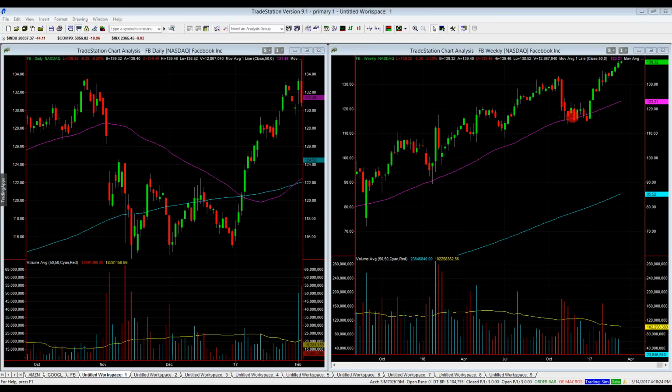However, if you look over on the right side at our weekly chart, we've got the 50-week moving average, that's this purple line, and the 200-week moving average is this light blue line. Notice that big crash on the daily took us down to a perfect spot on the weekly in terms of an upward sloping 50-week moving average.